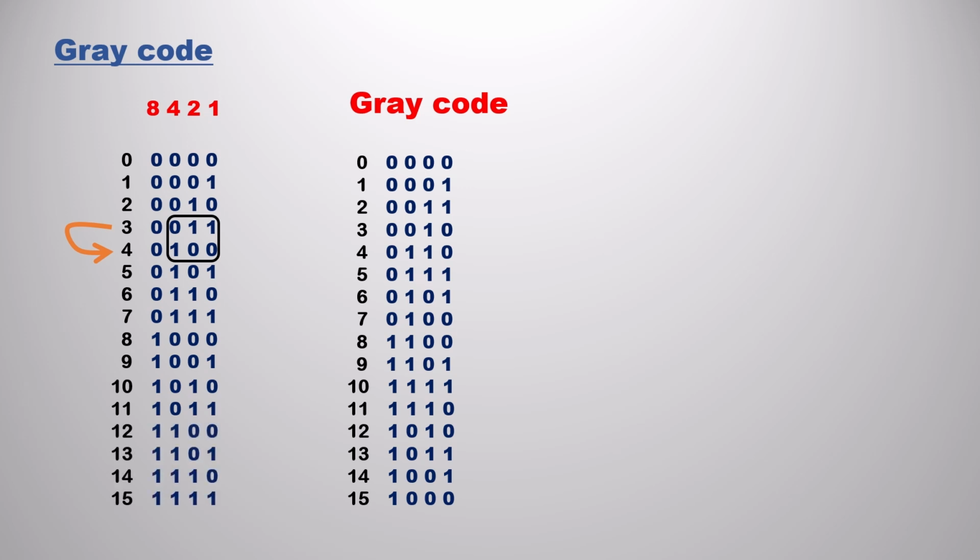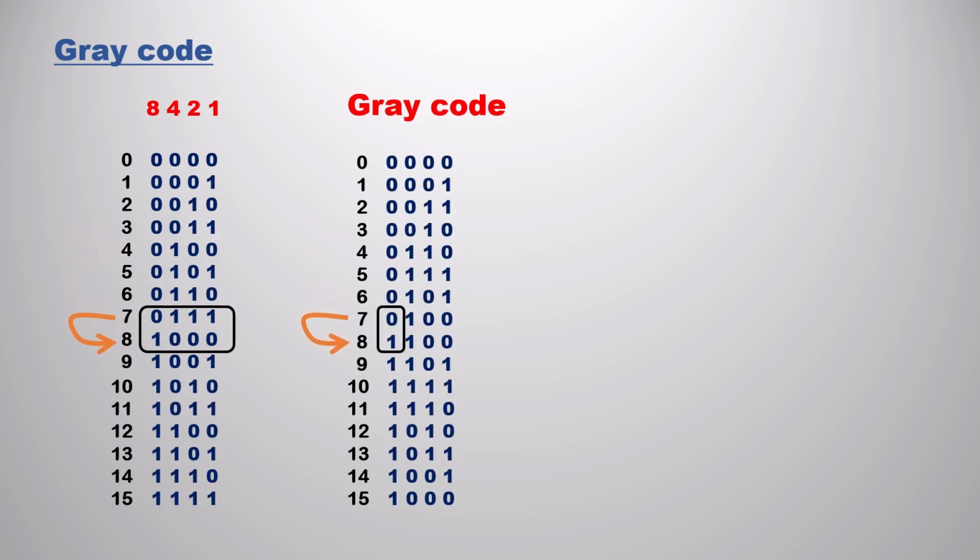Observe 3 and 4, those are 0 1 1 and 1 0 0, and 3 bits are changing. 0 is changing to 1, 1 is changing to 0 and 1 is changing to 0. If you observe the same thing in gray code, it is only changing one digit, that is 0 to 1 at the second position.